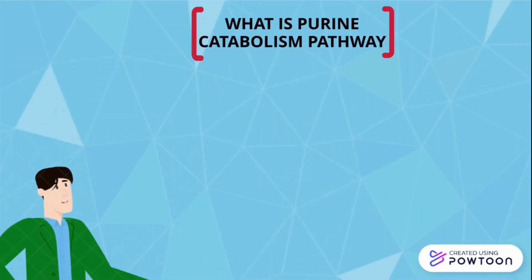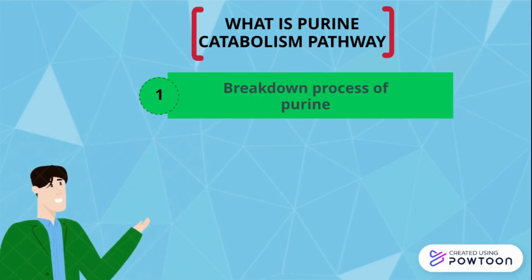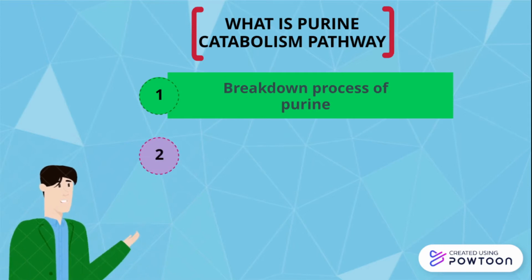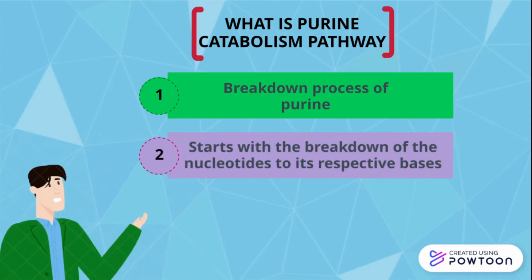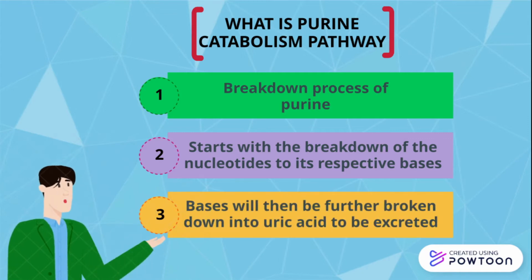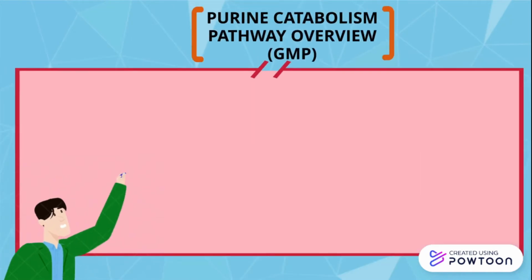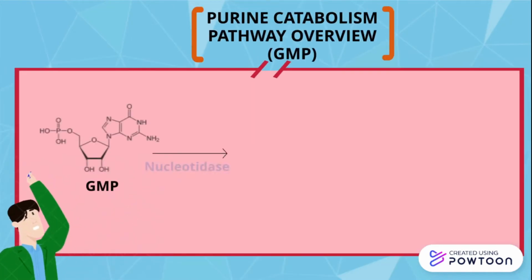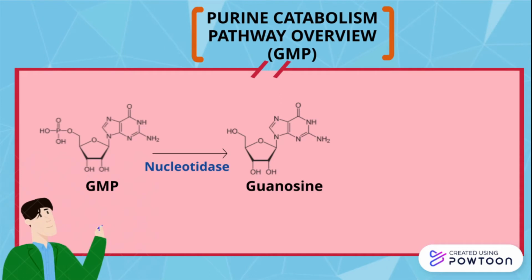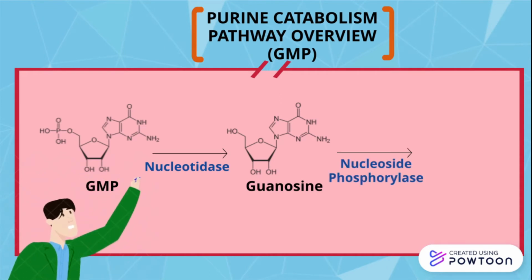Purine catabolism pathway. The purine catabolism pathway is the breakdown process for purine. It starts with the breakdown of the nucleotides to their respective bases. The bases will then be further broken down into uric acid to be excreted. GMP is hydrolyzed with nucleotidase to form guanosine. The guanosine then undergoes phosphorolysis with nucleoside phosphorylase to form guanine.